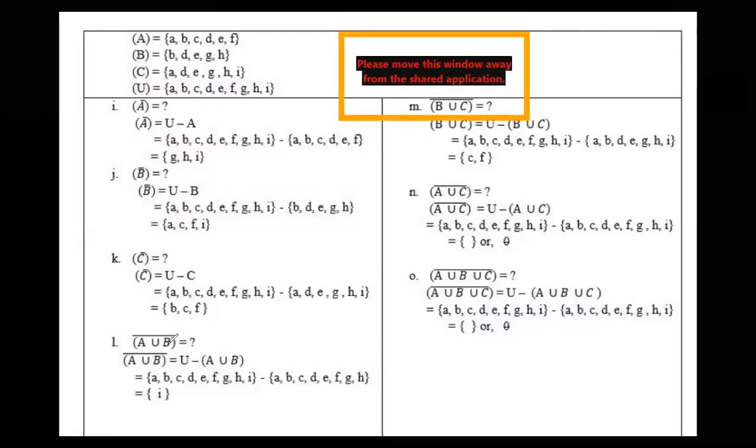Okay, so 40 minutes is very important. If you start copying everything, it will become slow, then it will be a little bit difficult for you. Okay, so let me go for the next number, A union B whole complement.